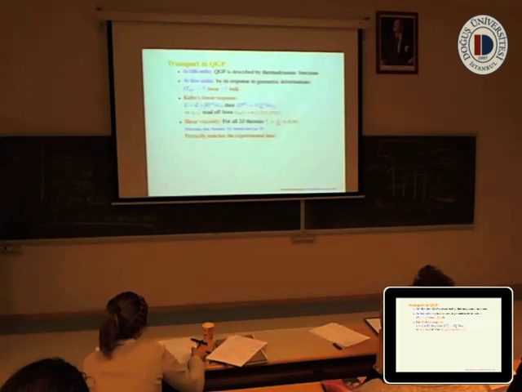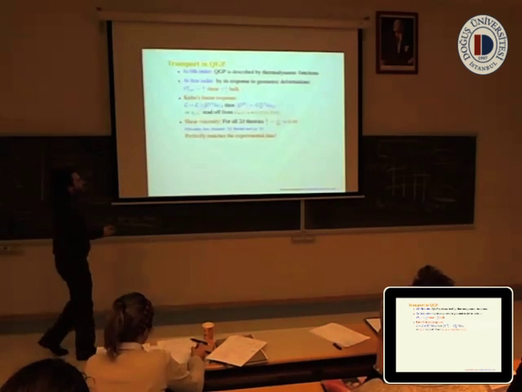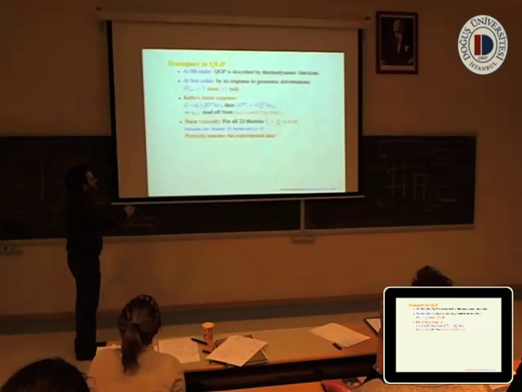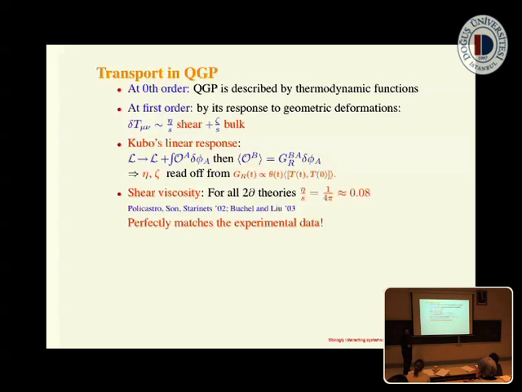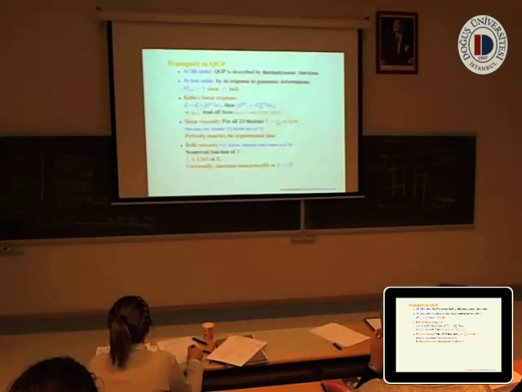And this two-point function calculation can be done in gravity, as I said. What we find is that if you calculate the shear viscosity in the holographic theory and normalize by the entropy density, you get something extremely small, 0.08, which perfectly matches the experimental data, by the way. This was the first reason to believe that this holographic approach may be telling us something real. That was the first thing that was done a long time ago, in 2002.